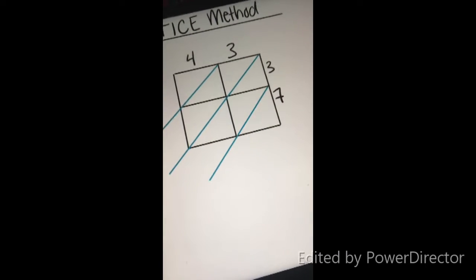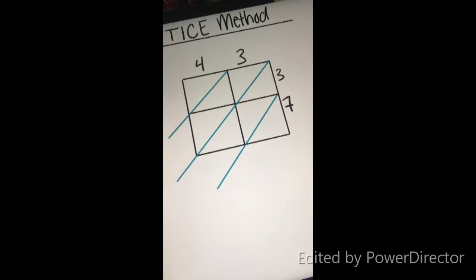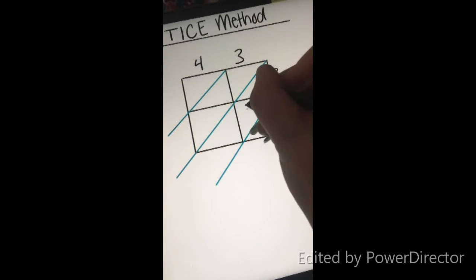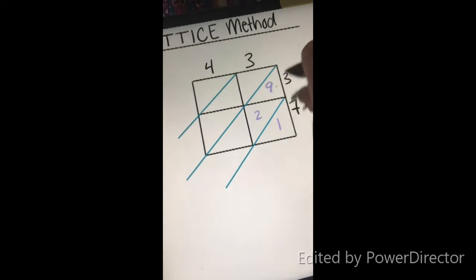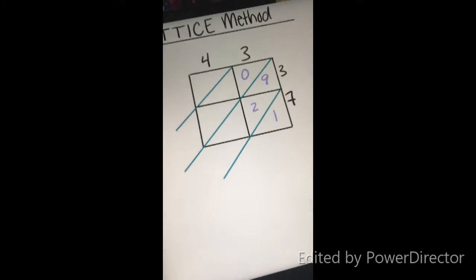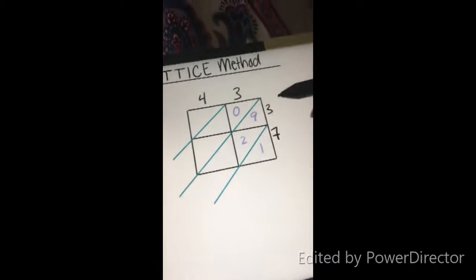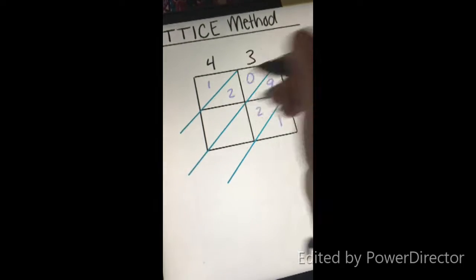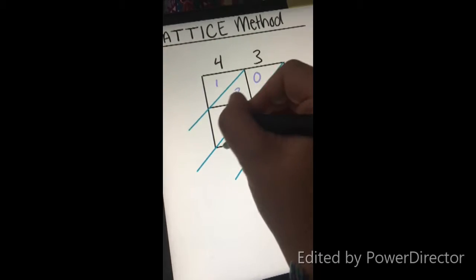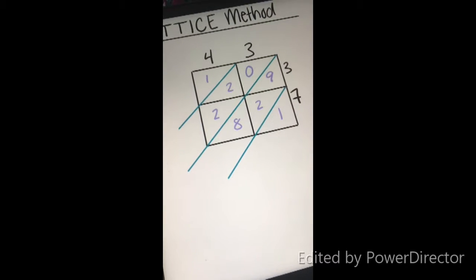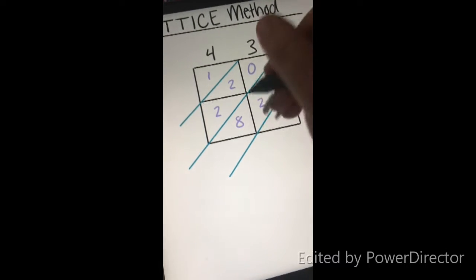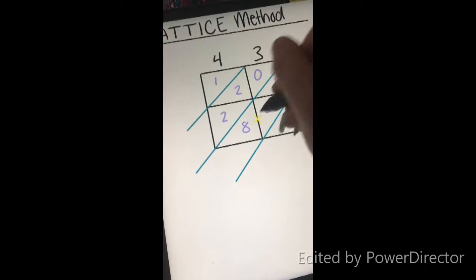So 3 times 7 is 21. 3 times 3 is 9, so we're going to put a 9 here and a 0 in the tens place. 4 times 3 is 12, and 4 times 7 is 28. Now that we have all of these numbers, we're going to add them together in each diagonal row.